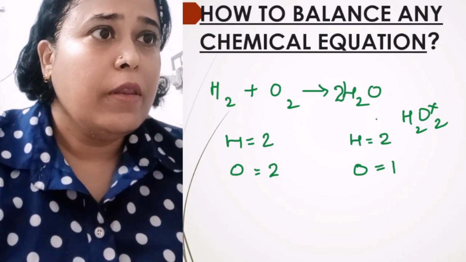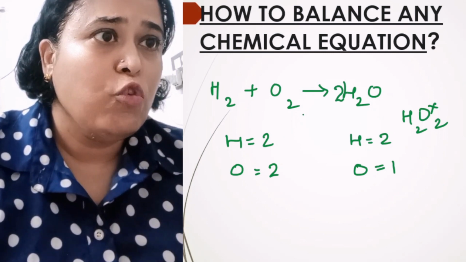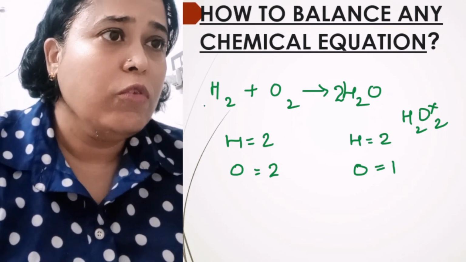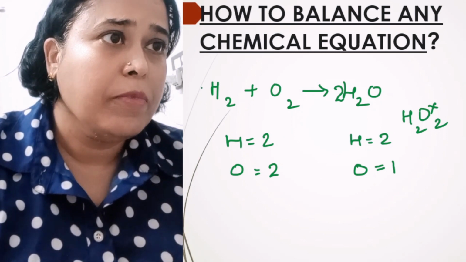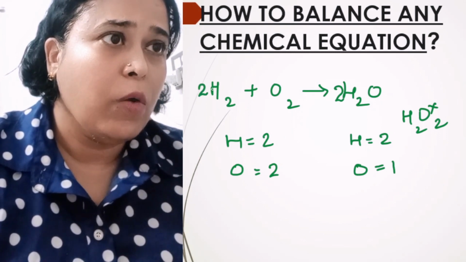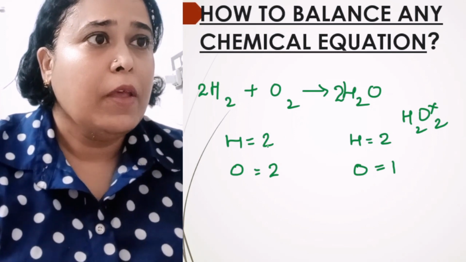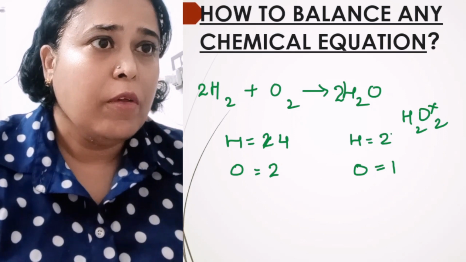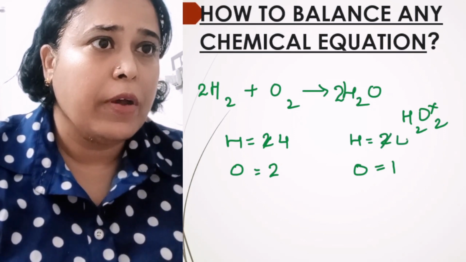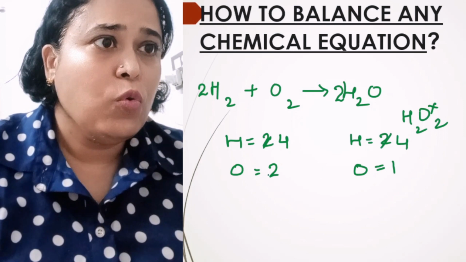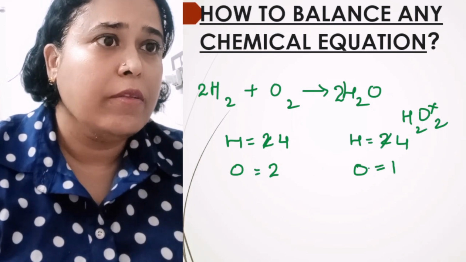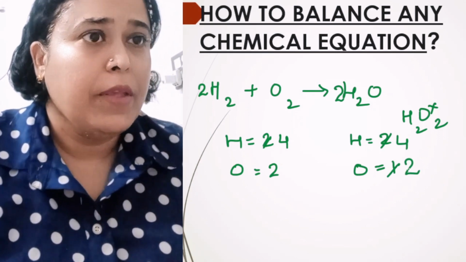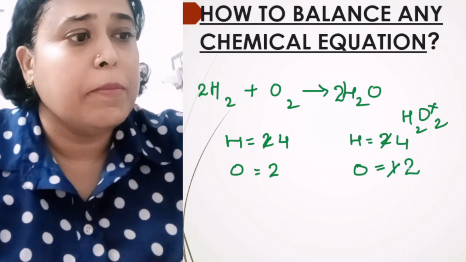Now, oxygen is balanced on the reactant side and the product side, but hydrogen is not balanced. So make it 2. Now the equation is balanced. There are 4 hydrogen atoms on the reactant side, 4 hydrogen atoms on the product side, 2 oxygen atoms on the reactant side, and 2 oxygen atoms on the product side. So this equation is balanced.